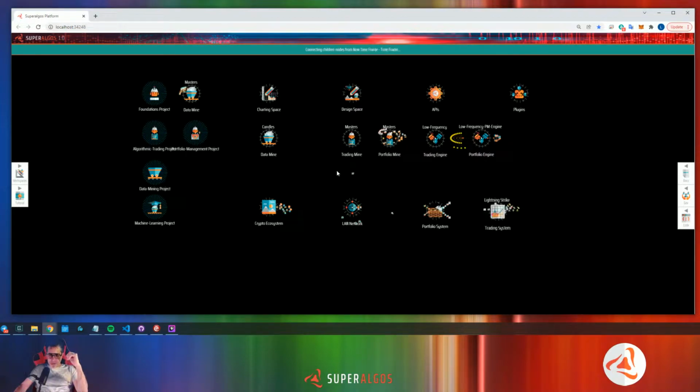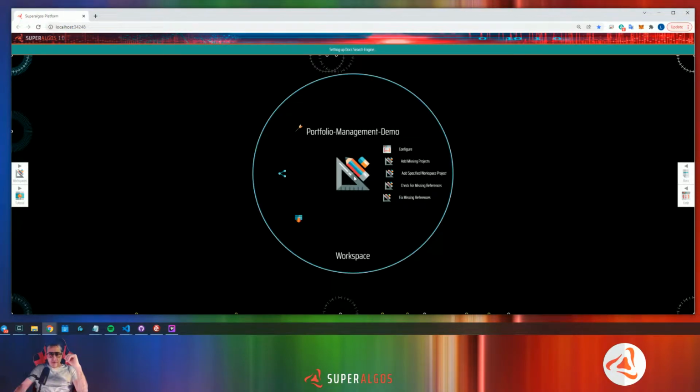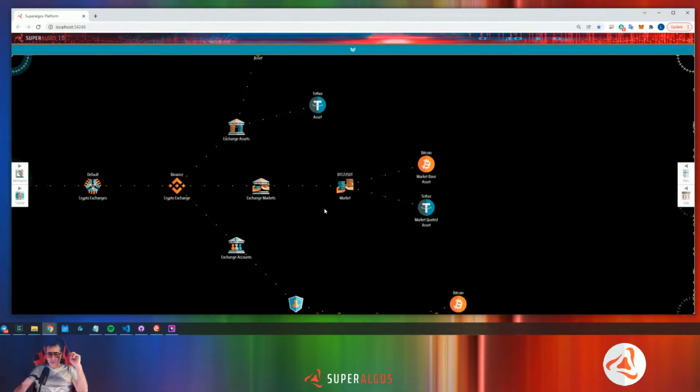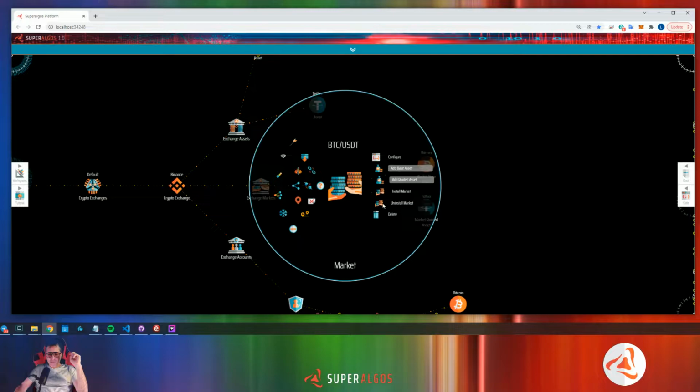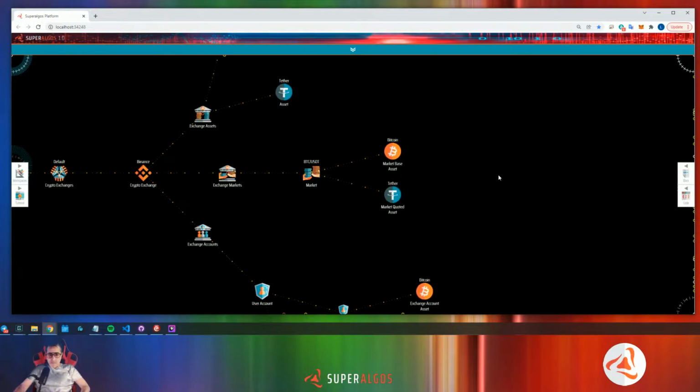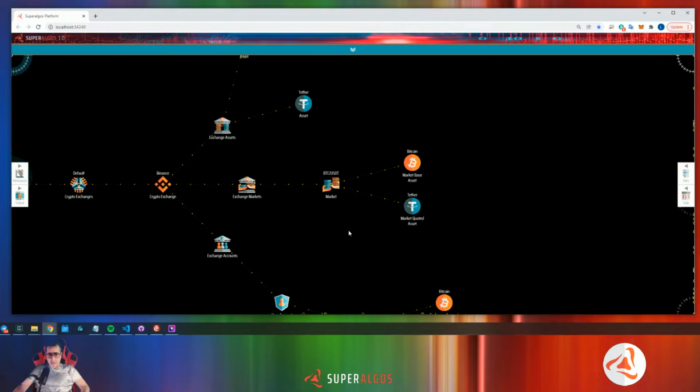So here I am at the Portfolio Management demo workspace. What I'm going to do is uninstall the market, and install the market again.